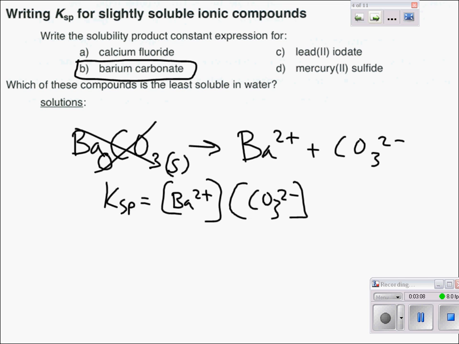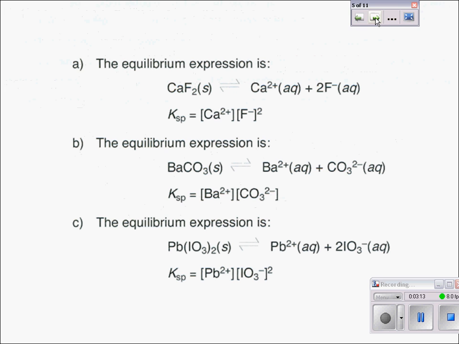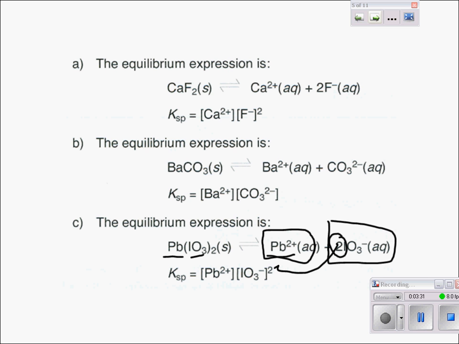Here's a couple other examples. Look at lead iodate, Pb(IO3)2. When you break it up, you get one lead, Pb2+, and two iodates, IO3-. When you put it into an equilibrium expression, the 2 for the number of ions becomes an exponent in the expression. The insoluble compound goes on the left, the ions it breaks up into go on the right, and you put it into the expression. You never have a bottom on any of these expressions.